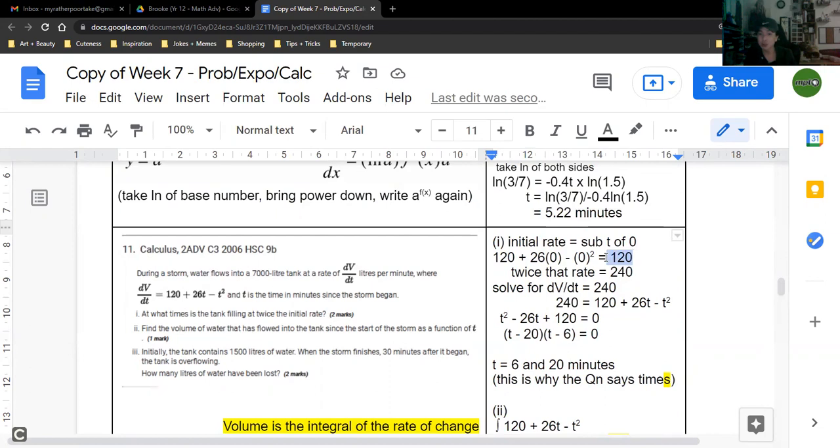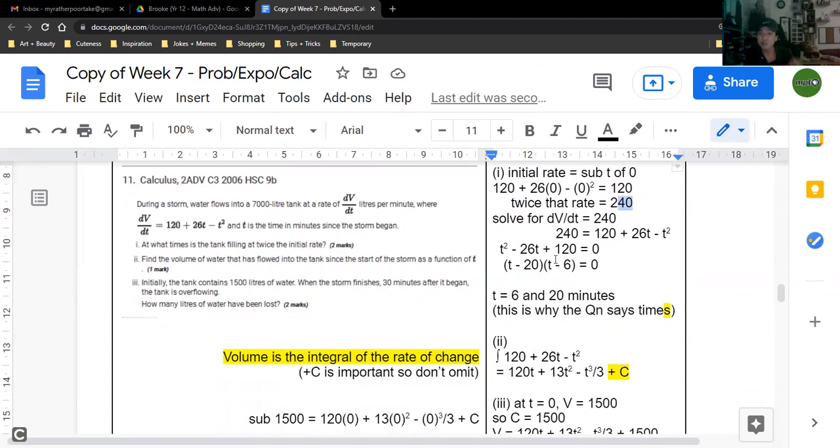So you get an initial rate of 120. And when you double that for twice that rate, it is now 240. And then we can solve for the rate of change being 240. This is where you make dV/dt equal to 240, and then you write the rest of the right-hand side equation. And this is just a monic quadratic, so solve it the way you solve a quadratic with PSF.